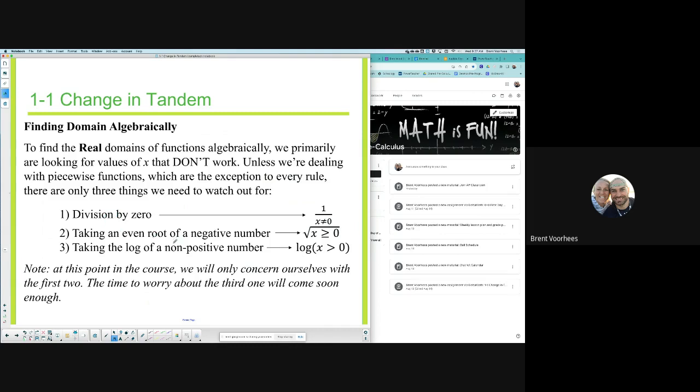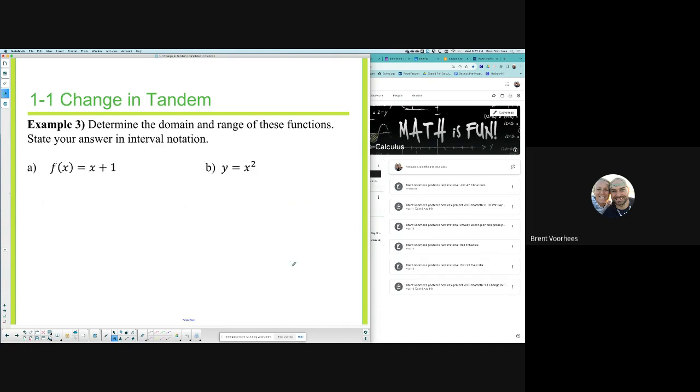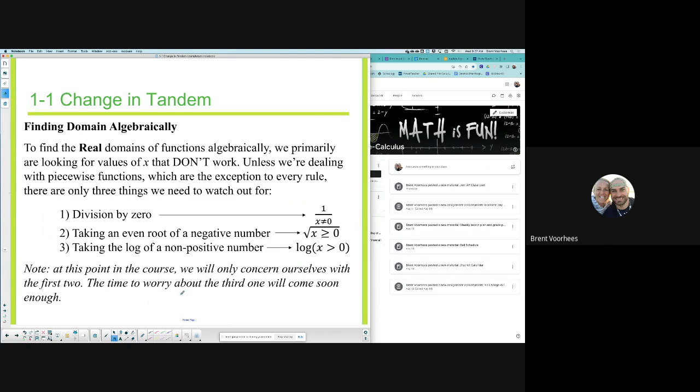Secondly, you can't take an even root of a negative number. And by the way, down here, this is telling you we will focus on the log, but not today, so don't stress on that today. That's a problem for another day.